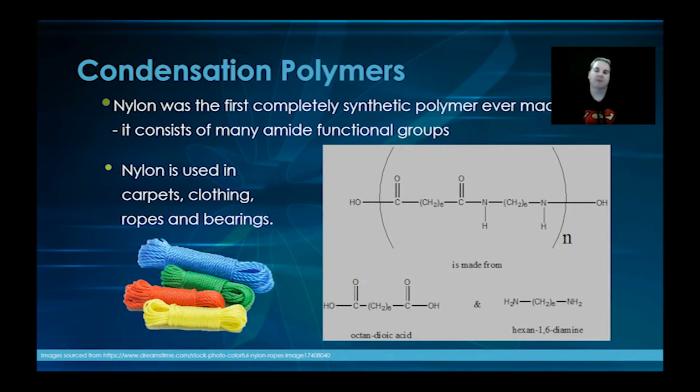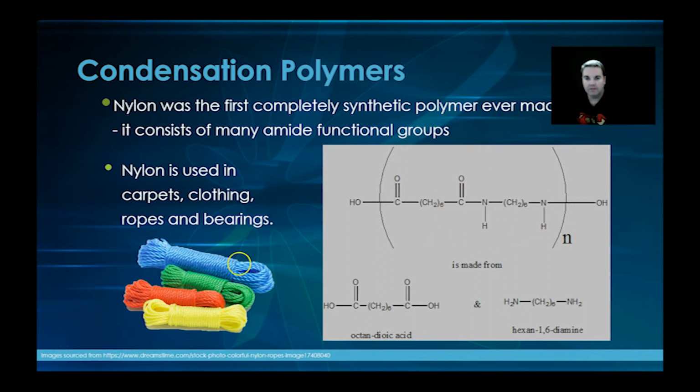So just a couple of examples of some condensation polymers. Nylon was the very first completely synthetic polymer ever made. It's about the 1960s or something, I think, and it has lots and lots of different amide functional groups. Nylon is used in carpet, clothing, ropes, bearings, so these sorts of nylon ropes are very common.